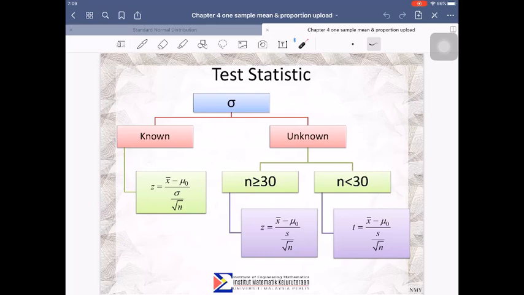When we want to calculate our test statistic, we need to see whether the value of sigma is known or unknown. If your sigma is known, we're going to use the first formula here. If our sigma is unknown, we need to check the value of n. If our n is greater than or equal to 30, we're going to use this second formula. Still, we're going to find our Z. But if our n is less than 30, we're going to use T. This is the formula if your sigma is unknown and the value of your n is less than 30.